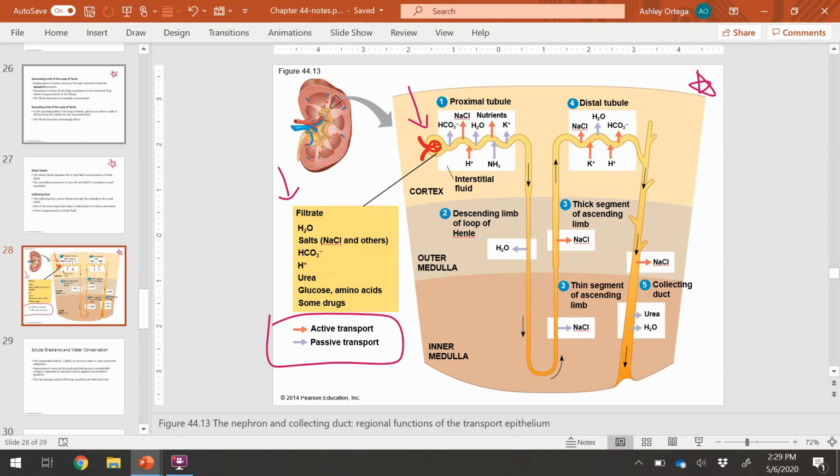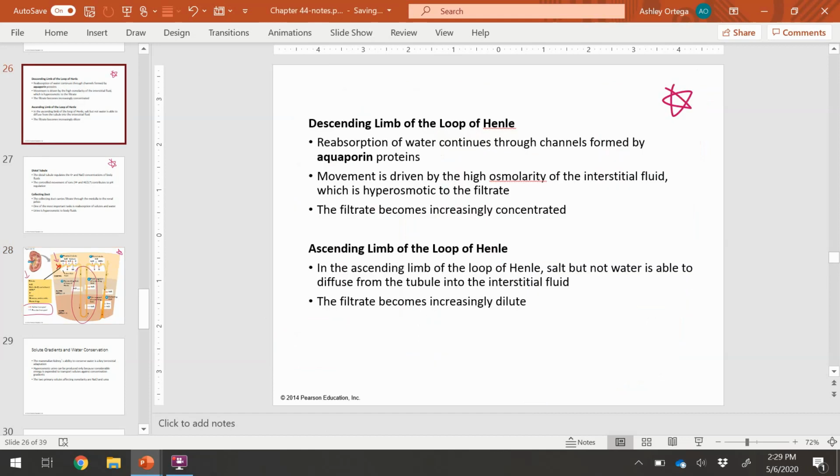From there, moving down the loop of Henle, which is shown here. If you were to go back, the descending portion happens first, then the ascending portion.